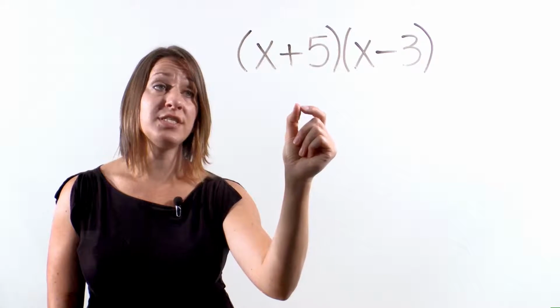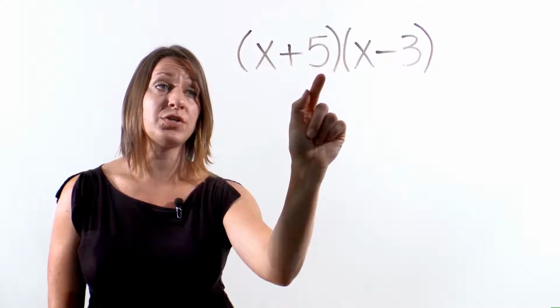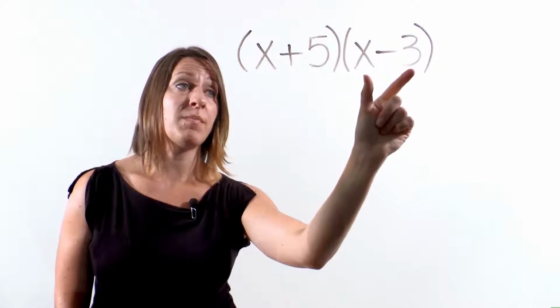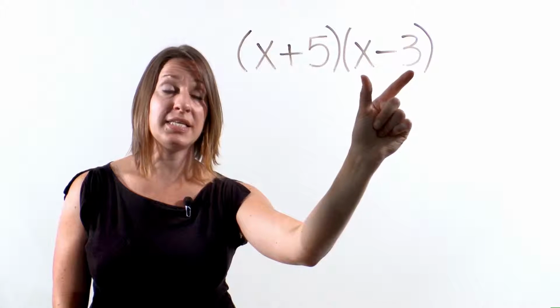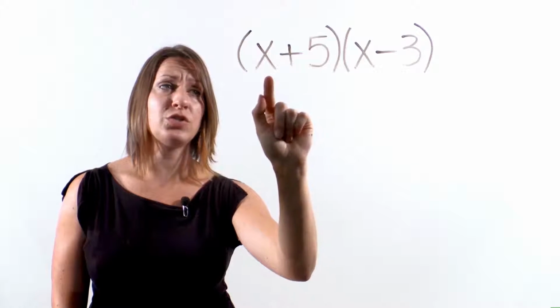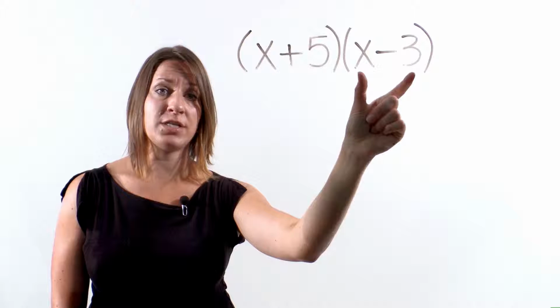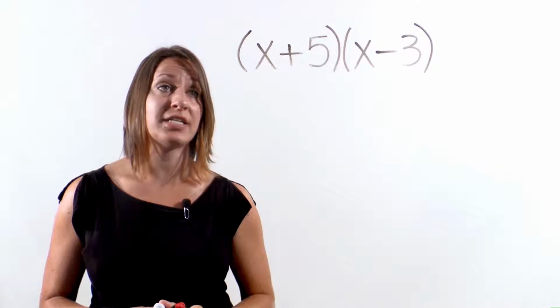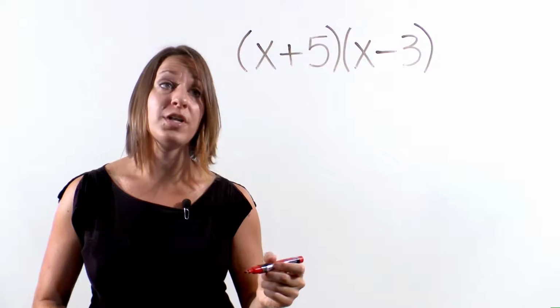So the point of this problem is that we're going to take both terms in the first binomial and multiply them by both terms in the second binomial. We're going to do 4 separate multiplication problems, and then we're going to collect like terms to get down to our answer. So follow along.